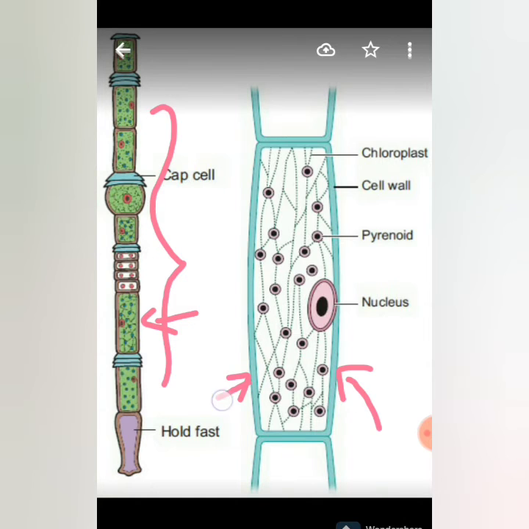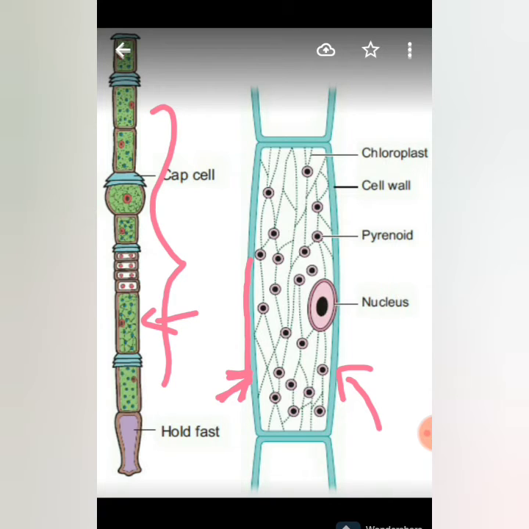This cell wall here, as you can see, is differentiated into 3 layers. There are 3 layers which compose the cell wall. The outermost layer of the cell wall is made up of chitin. The middle layer is made up of pectin, and the innermost layer is made up of cellulose.